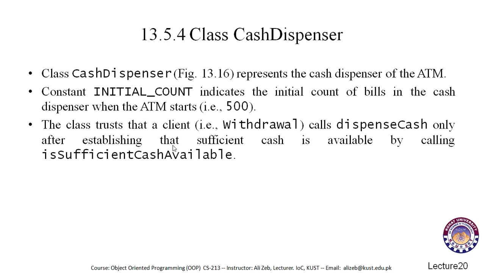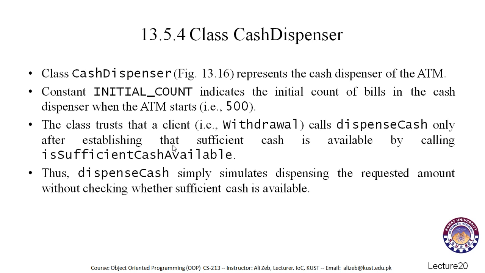So obviously whenever we are withdrawing cash from the ATM, it makes sure that it has the cash available, and once the cash is available, we are able to withdraw the cash from the ATM machine. Thus, dispenseCash simply simulates dispensing the requested amount without checking whether sufficient cash is available. Obviously, we cannot guarantee that in a simulation, so we just assume that the user is entering the right kind of amount, that the ATM machine has that amount and is able to dispense that cash to the user.